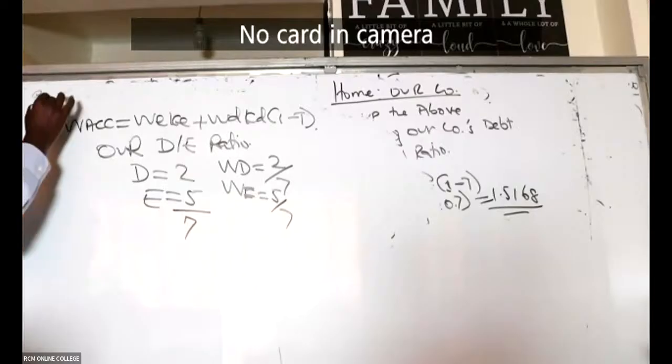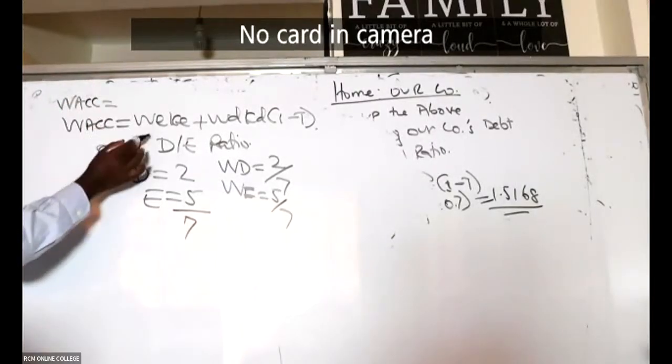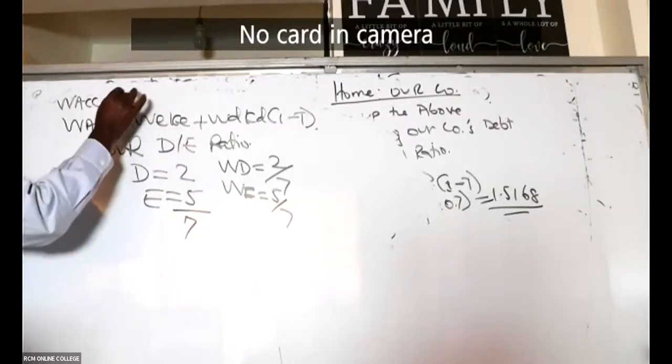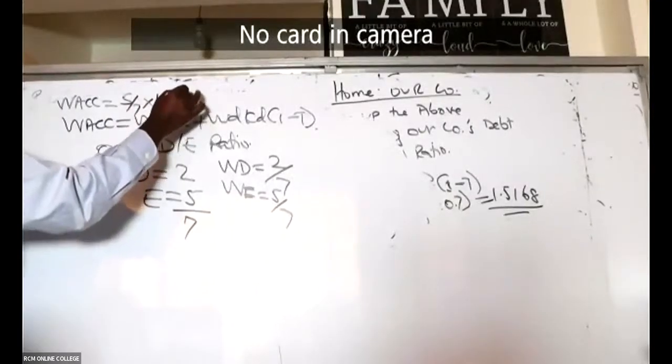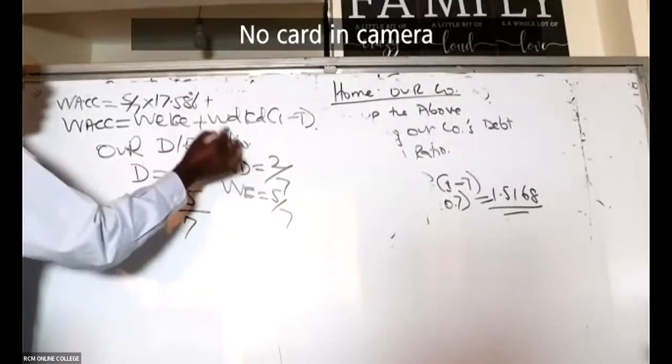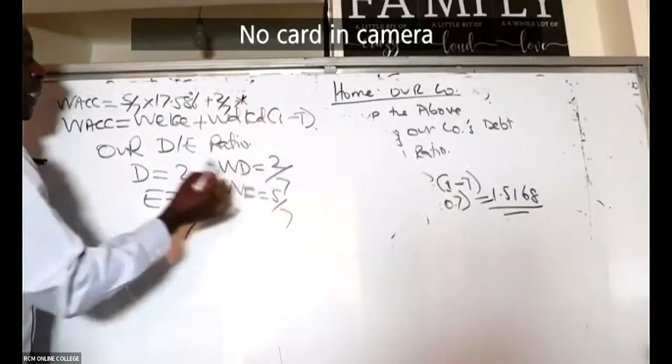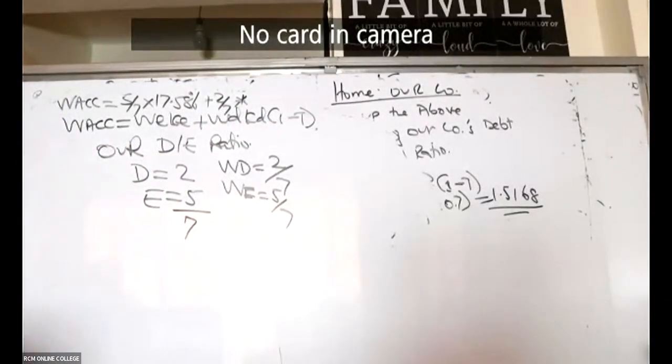So ladies and gentlemen, if I come and plug in up here, my WACC will be weight of equity is 5 over 7. Cost of equity, you guys have given me this figure, 17.58%. Plus weight of debt, we have it here, 2 over 7. Times cost of debt. Are you able to see the cost of debt, ladies and gentlemen? Remember, in most cases, cost of debt is equal to risk-free because debt is normally secured. Are you able to see the cost of debt really? These guys are not talking to me very well today. We wrote it somewhere. Treasury bills, treasury bond rate.